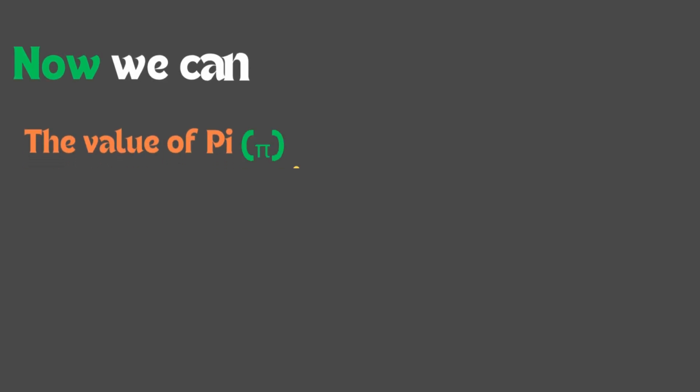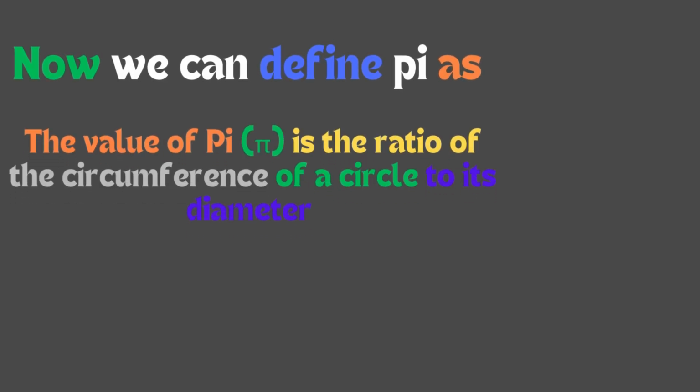Now we can define pi as the ratio of the circumference of a circle to its diameter.